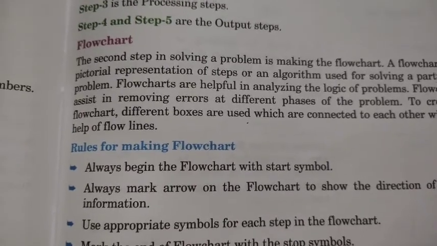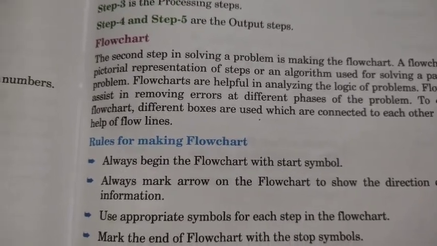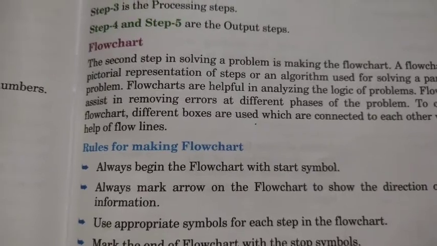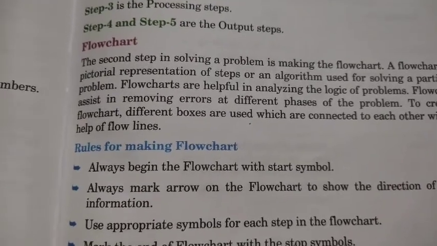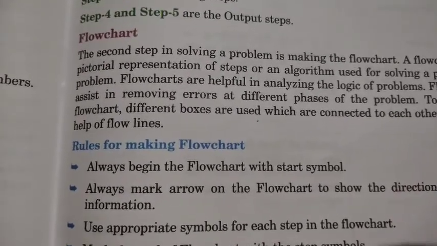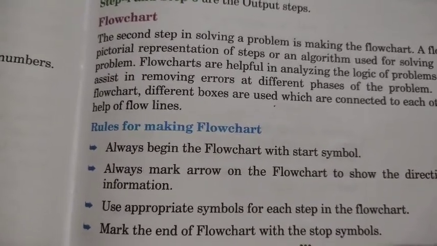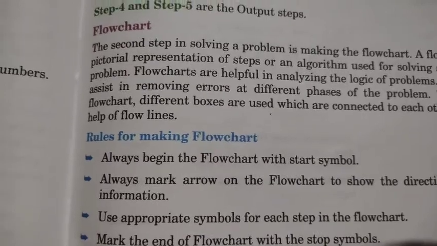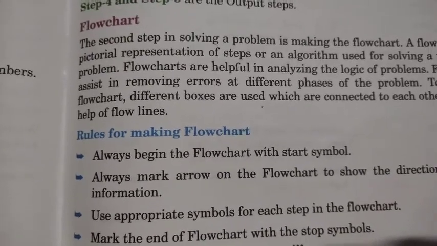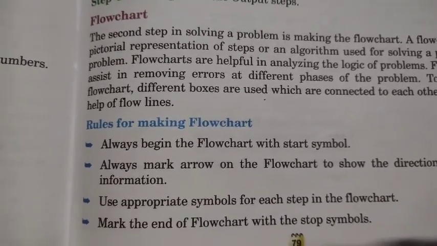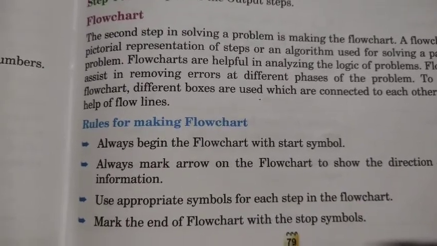So the arrow is compulsory in the flowchart. In an algorithm, we write step number 1, then step number 2, then step number 3. So we are writing step by step, but here we are not using steps. Instead of steps, we use pictures and arrows. Use appropriate symbols for each step in a flowchart.